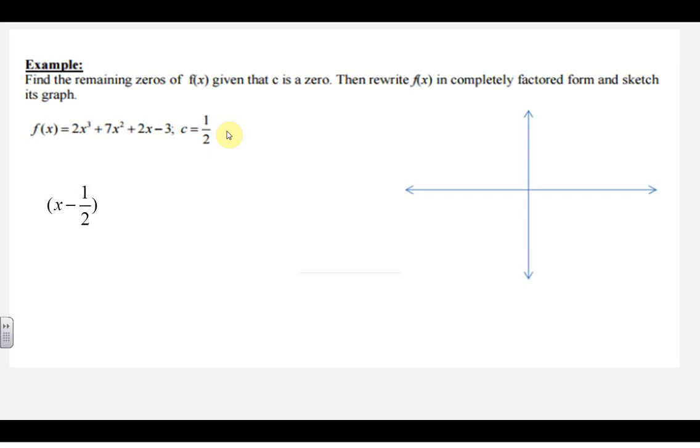x minus 1/2. So what we're going to do is take that polynomial and divide it by x minus 1/2, and we get 2x cubed plus 7x squared plus 2x minus 3. Now, long division is in another video, so we're just going to show you the answer. You can do that.